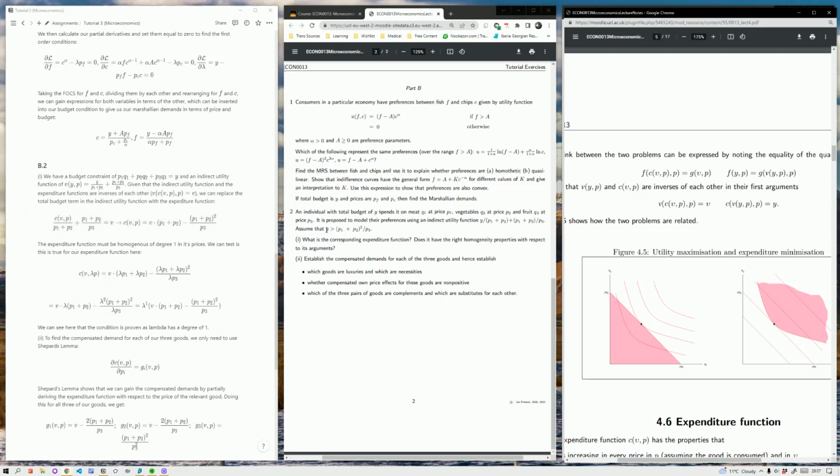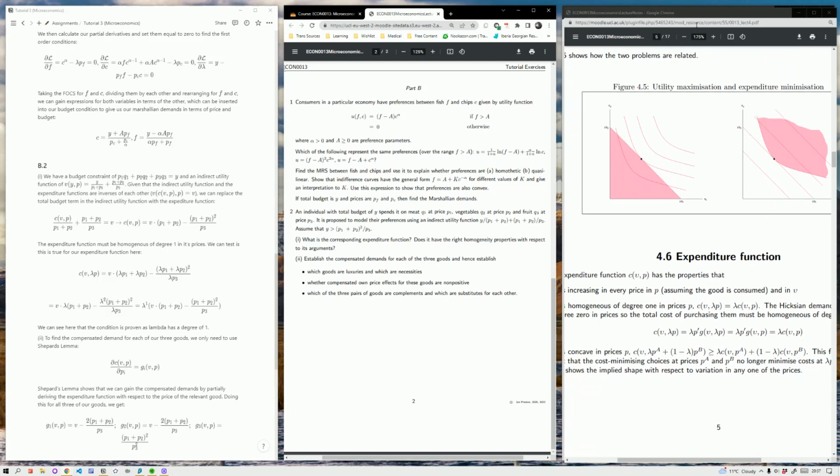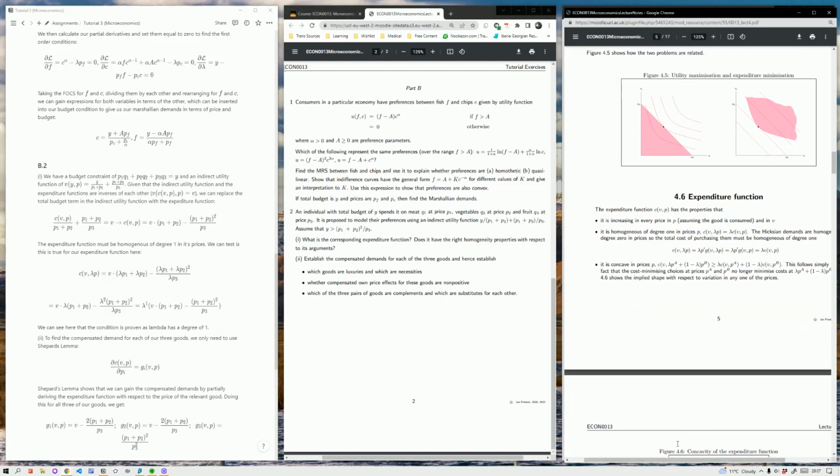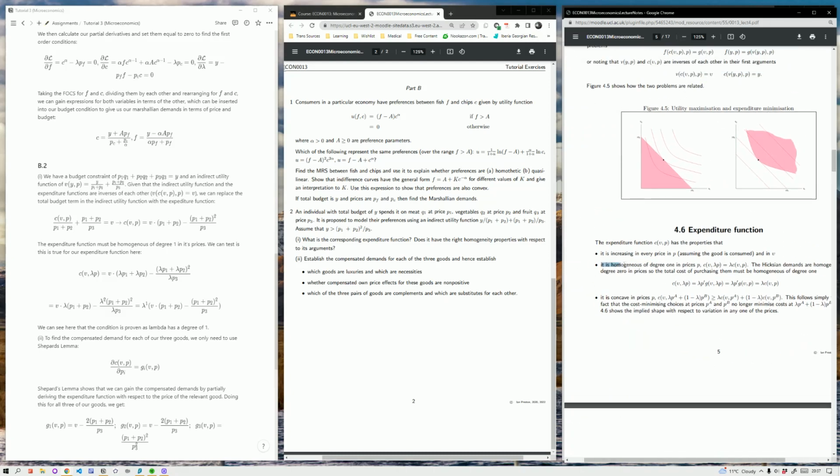Now we're sort of starting to see why Y has to be larger than this here. Because if Y was smaller, we'd basically have negative expenditure. Doesn't really work, so yeah, it has to be larger. Okay, so we've done that. Does it have the right homogeneity properties? Now, if you look at the details of the expenditure function, you can see right here, it is homogeneous of degree 1 in its prices. Okay, so let's test that.